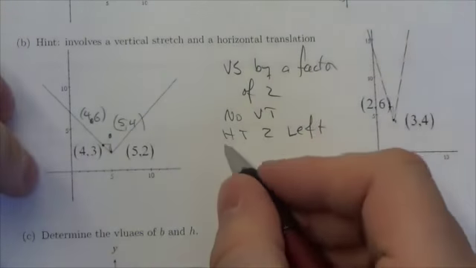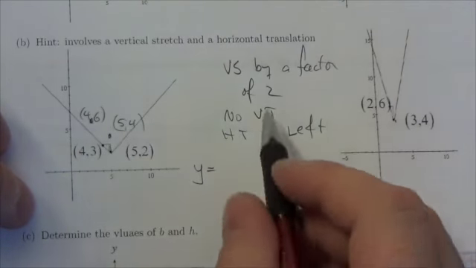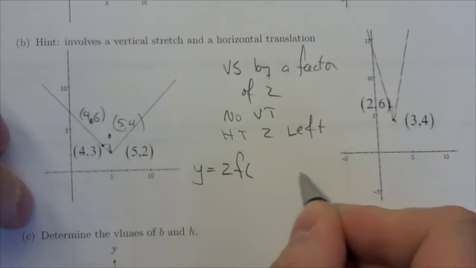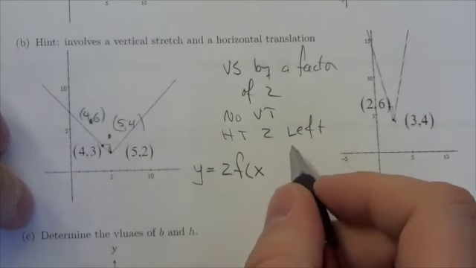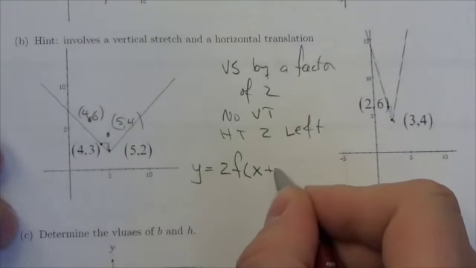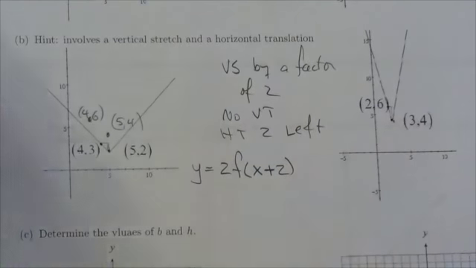Okay, so now let's just apply these transformations to our general function here. A vertical stretch by a factor of 2 puts a 2 outside the function, and 2 to the left. Now remember, 2 to the left means subtracting 2 from the x, which means this must have been x plus 2 inside there to indicate 2 to the left. So that's the function that we're looking for.